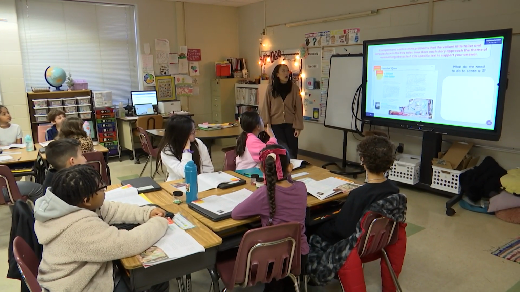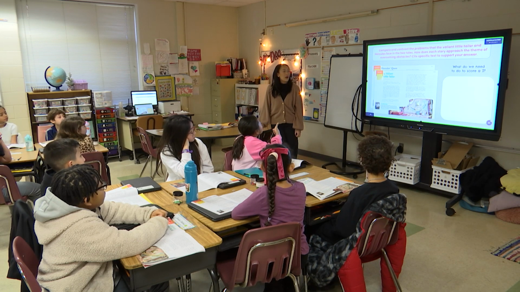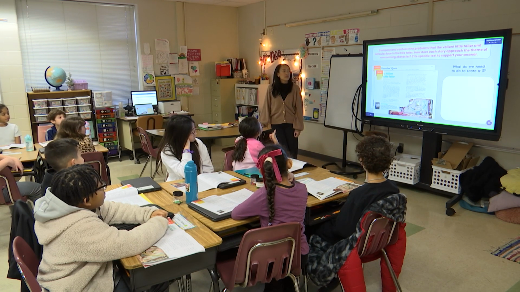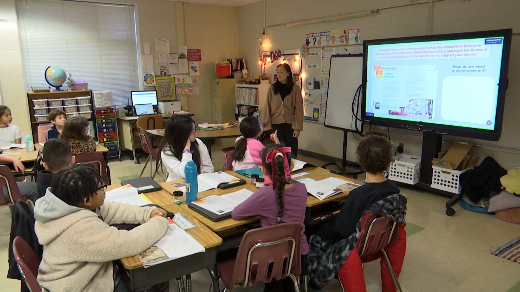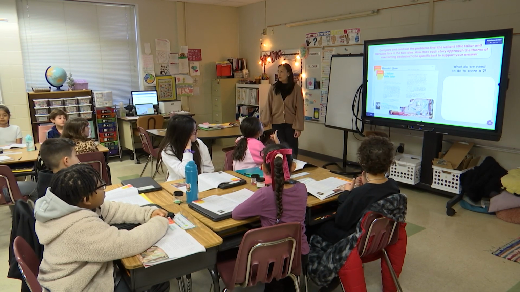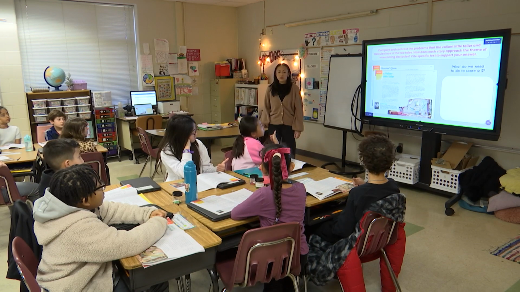Compare and contrast the problems that the Valiant Little Tailor and Hercules faced in the two tales. How does each story approach the theme of overcoming obstacles? Cite specific text evidence to support your answer. What is it asking us to do, and what must we do to score a 2? Turn and talk at your tables, go.